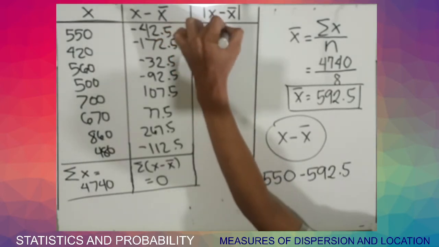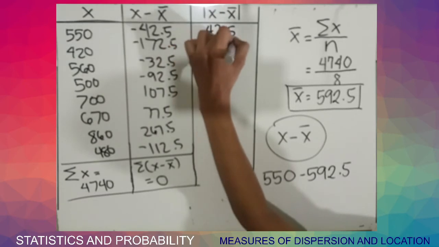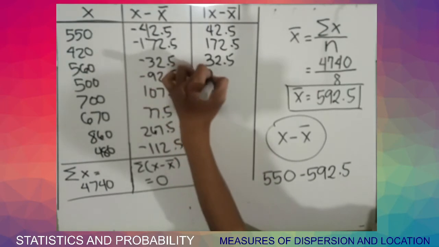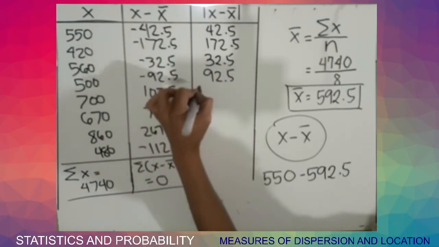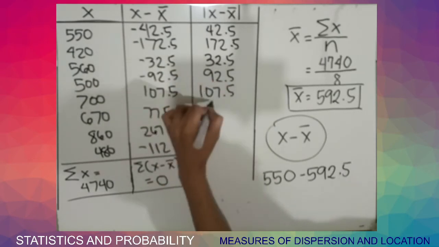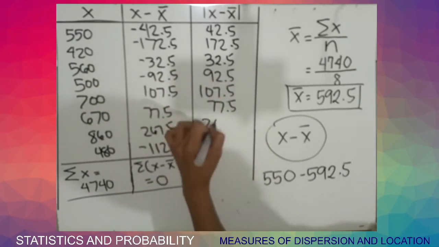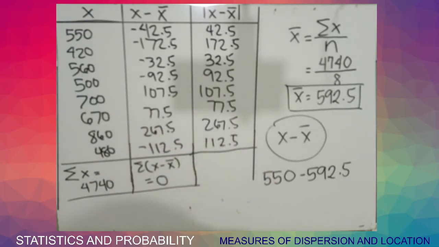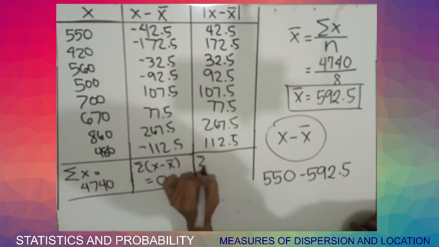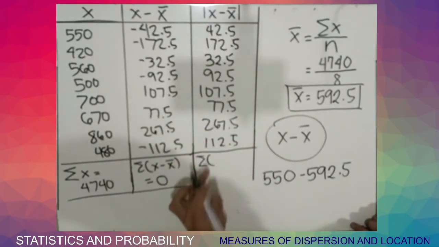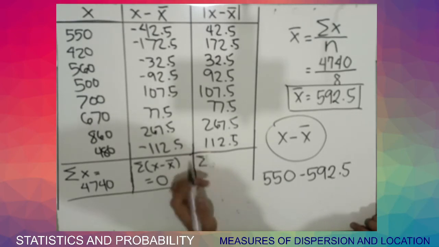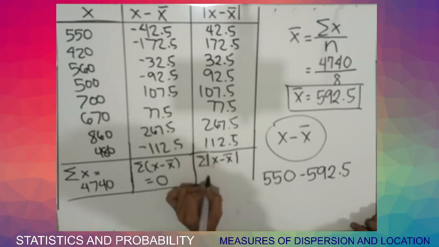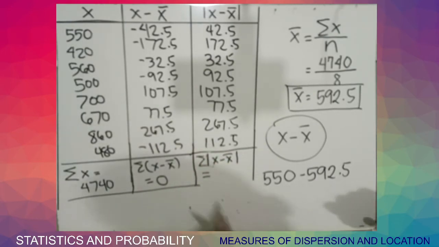So, 42.5, 172.5, 32.5, 92.5, 107.5, 77.5, 267.5, and 112.5. Okay? Then, ito total naman natin siya ulit. Pagpapasamahin natin ito. Okay? So, gagamitin natin dito ay absolute value na symbol. Tapos, x minus x bar. Okay? Then, equals.